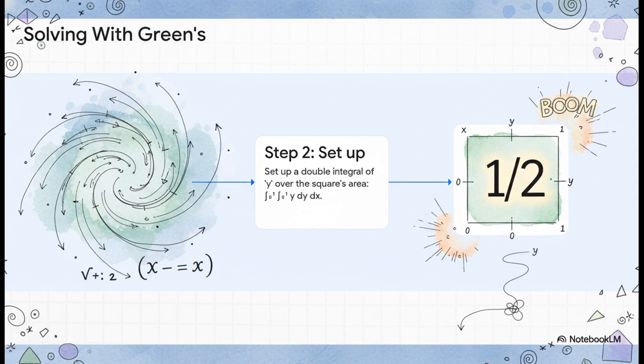Easy. Next, we find the partial derivatives for our 2D curl. The partial of Q with respect to x is 3y, the partial of P with respect to y is 2y. So the curl is just 3y minus 2y, which is just y.